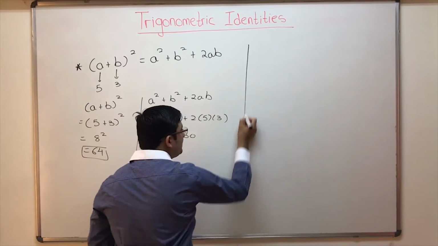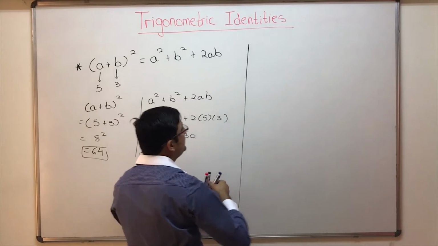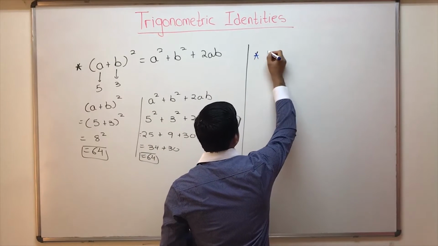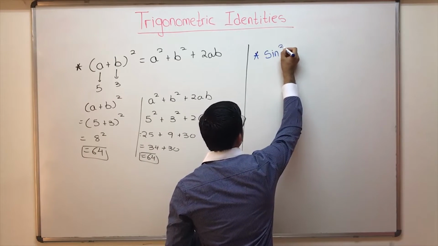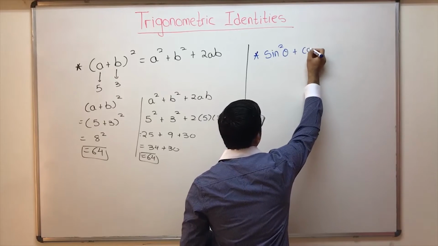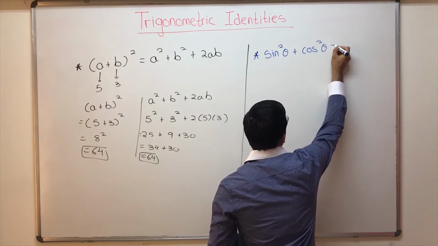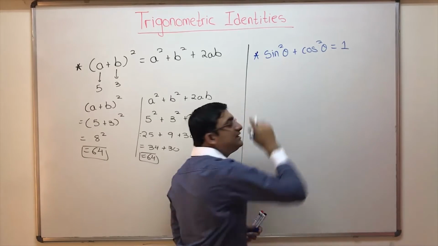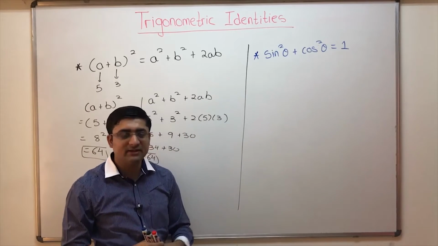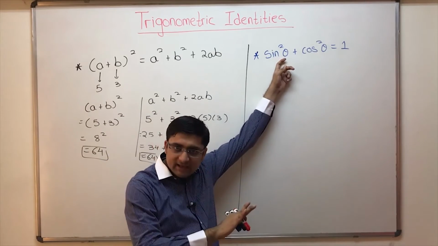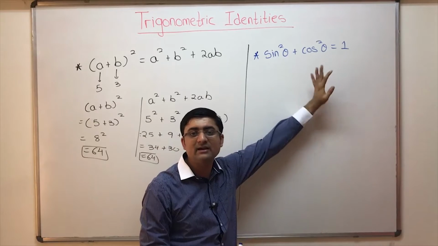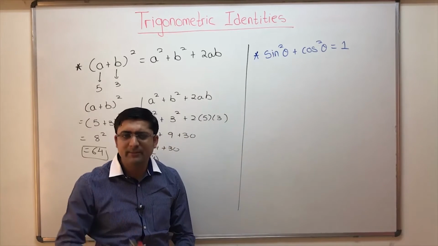So I'll write the three trigonometric identities over here. The first one is sine square theta plus cos square theta is equal to 1. So theta means we can take any angle over here. So sine square of any angle plus cos square of the same angle is equal to 1. Let me take an example.